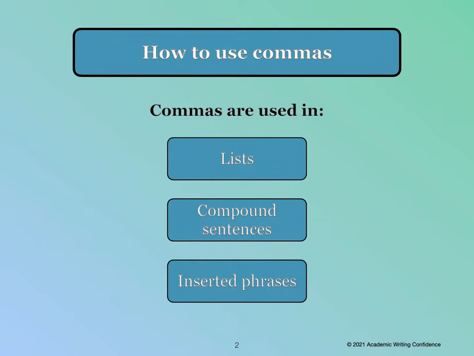First, let's talk about how commas are used. Commas are used in lists, compound sentences, and inserted phrases. These are the most common ways that commas are used. So let's look at each one of these uses.